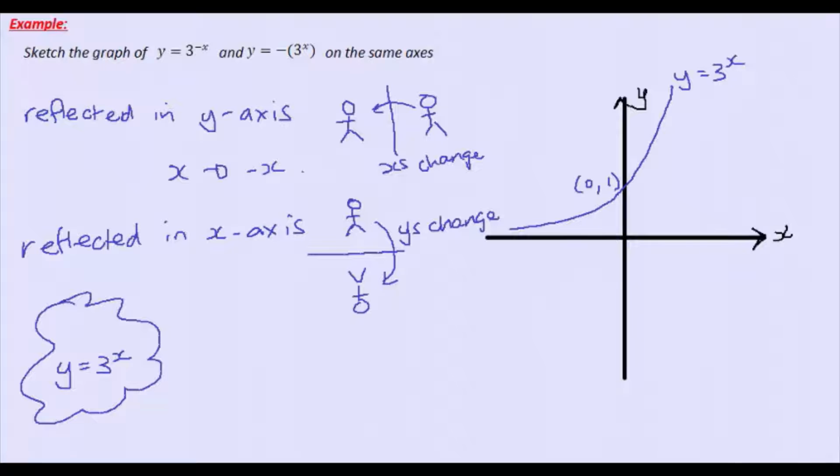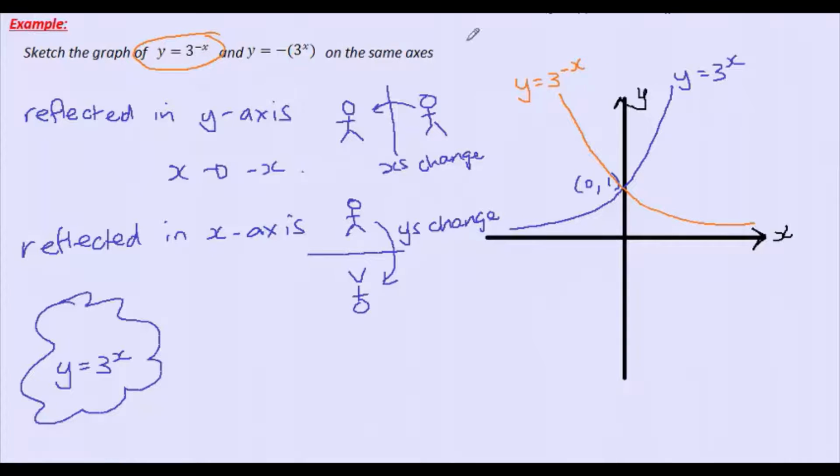So my first one, which I'll do in orange, that is 3 to the negative x. And here my x's become negative, which means it's a reflection in the y-axis. So that means my line is going to look something like that. It's an exact reflection of the blue one in the vertical line. So this will be y equals 3 to the negative x.